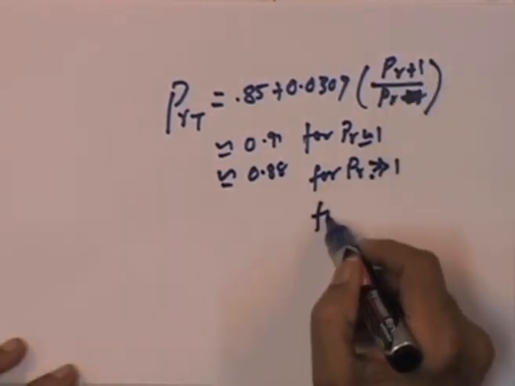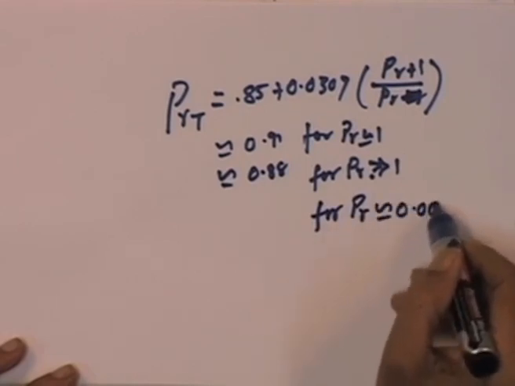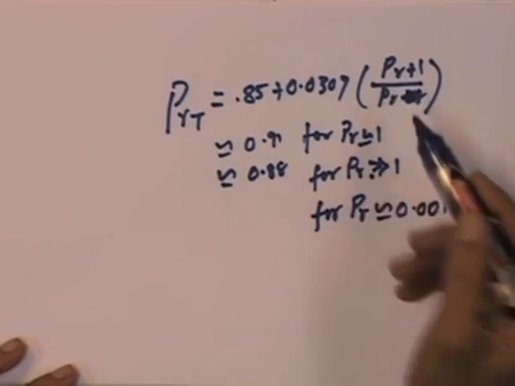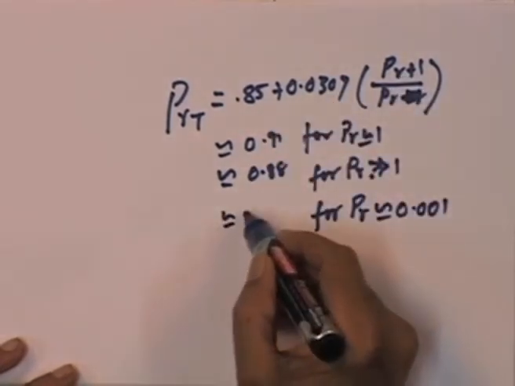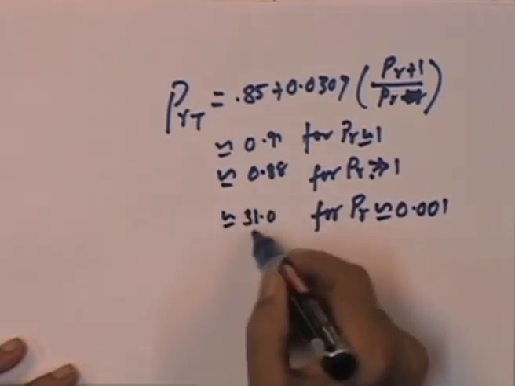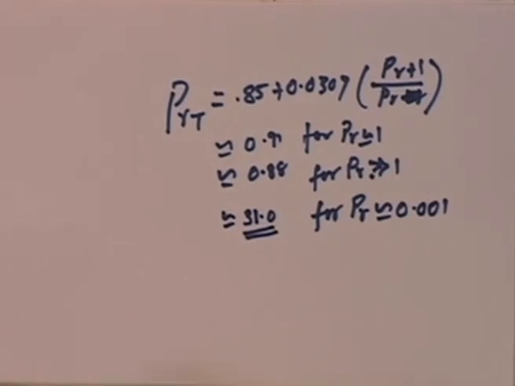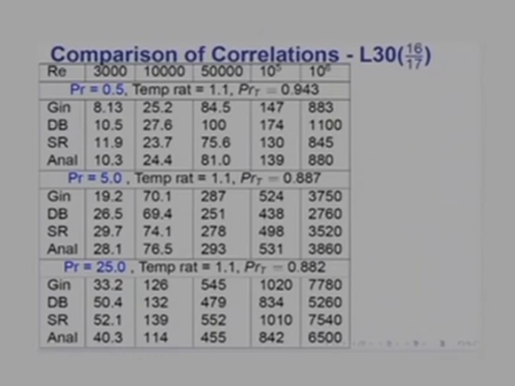But now imagine for liquid metals where Prandtl number is, let us say, of the order of 0.001, then you will see this quantity becomes 1.01 divided by 0.001, or nearly 1000, and therefore this will become almost equal to 31.0. So Prandtl T can be very large for a very small Prandtl number, that is liquid metal. But I am presently considering cases from gases to organic liquids, so Prandtl 0.5 to 5 and 25, and I have calculated Prandtl T using the relationship that I just showed. So it is 0.943 here for 0.5, Prandtl T equals 0.87 for Prandtl equal to 5, and 0.82 for Prandtl equal to 25. And the temperature ratio I have always taken as 1.1 in each of those cases.